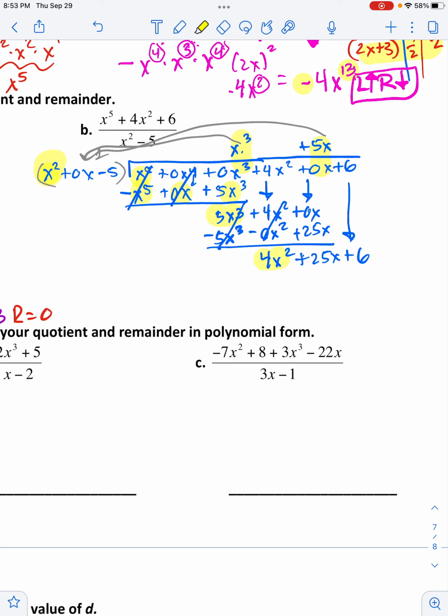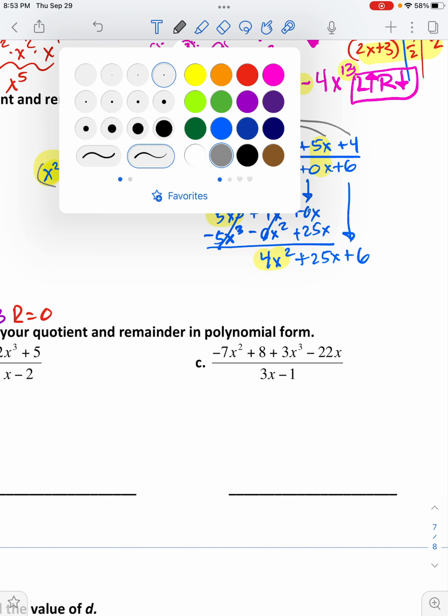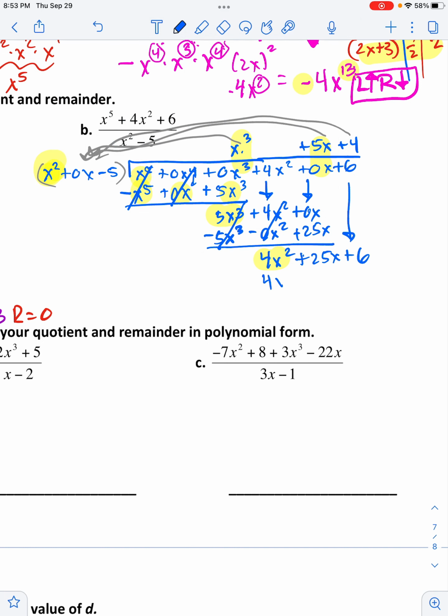So start over again. How do I get a 4x squared from my x squared? And the answer is to multiply it by 4. So that's what I'm going to do. 4 multiplied by everything in there. So 4x squared, 0 x's, minus 20 from the 4 times 5. Line, subtract. 4x squared minus 4x squared, gone. 25x minus 0 is 25x. 6 minus a negative 20 turns into addition, and I get 26.